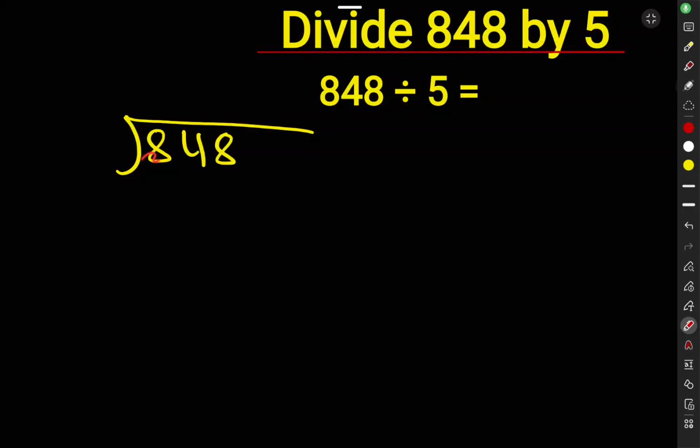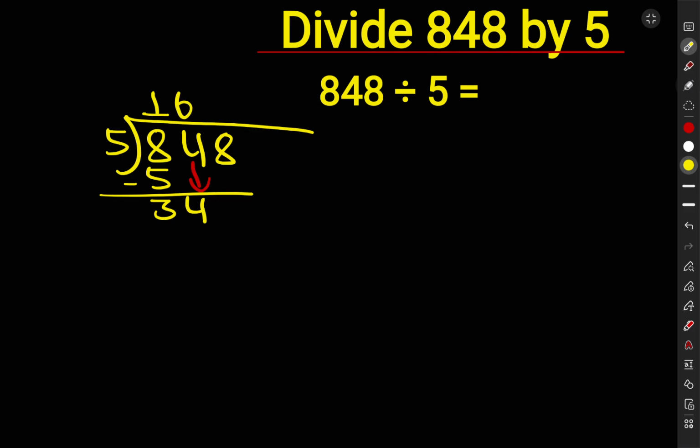We divide 848 by 5 in long division method. 5 times 1 is 5. On subtracting we get 3. So now we put down this 4 and it is 34.